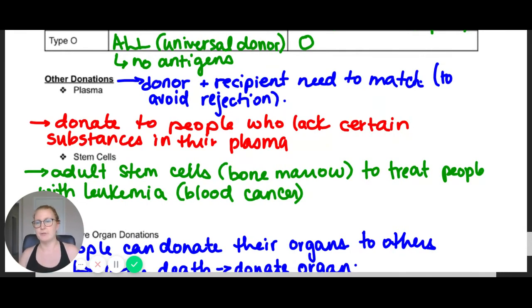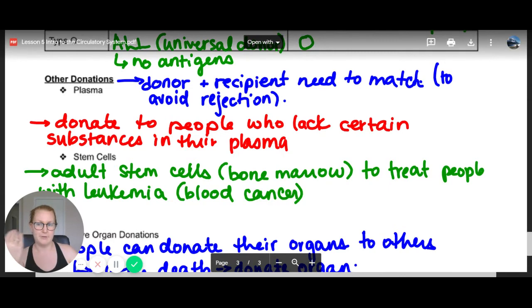It's very possible to find donors for other things as well as blood, so things like stem cells, things like organs, and so forth. But as always, we need to make sure that the donor and recipient have matching antigens. Otherwise, we have rejections happening. And rejection is, again, your immune system's response to things that it perceives as threatening or things that it perceives as non-self. So just something to be aware of.